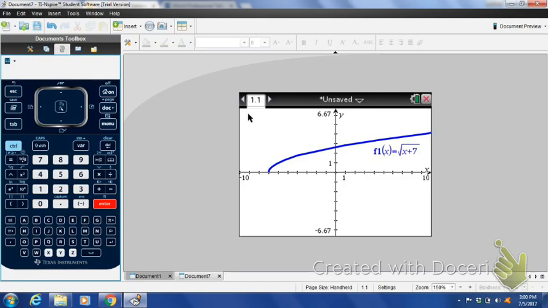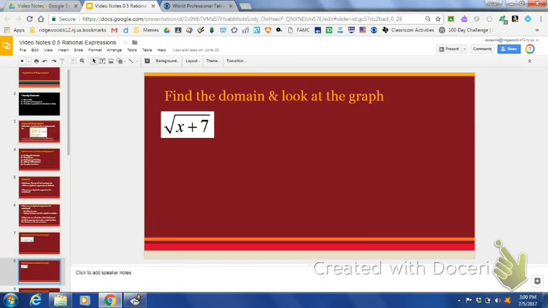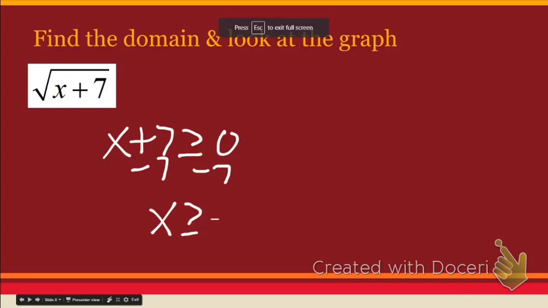Alright? So to kind of prove or find the domain without a graph, I'm going to do what I just said. Take what's inside the square root, x plus 7, and say, alright, that has to be positive or 0. Subtract 7 on both sides, and you get x is greater than or equal to -7. That's your domain. Alright, and the graph just kind of shows that by starting at -7 and going to the right.